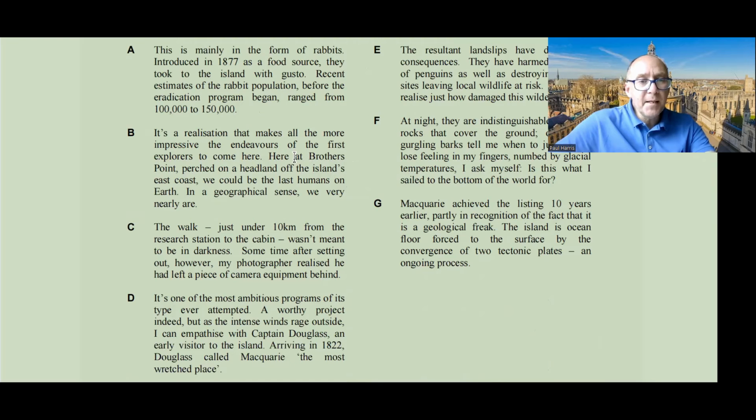We've got B, okay? It's a realization that makes all the more impressive the endeavors of the first explorers to come here. Right, so endeavors, we talked about things which were problematical, things which were difficult, okay? We've definitely got something here at the end that can be important because of this sentence here about being the last humans. Okay, that may well fit in the question about isolation. So I would say that B is a possible contender, but let's check the others. C, we've answered. D, we've answered.